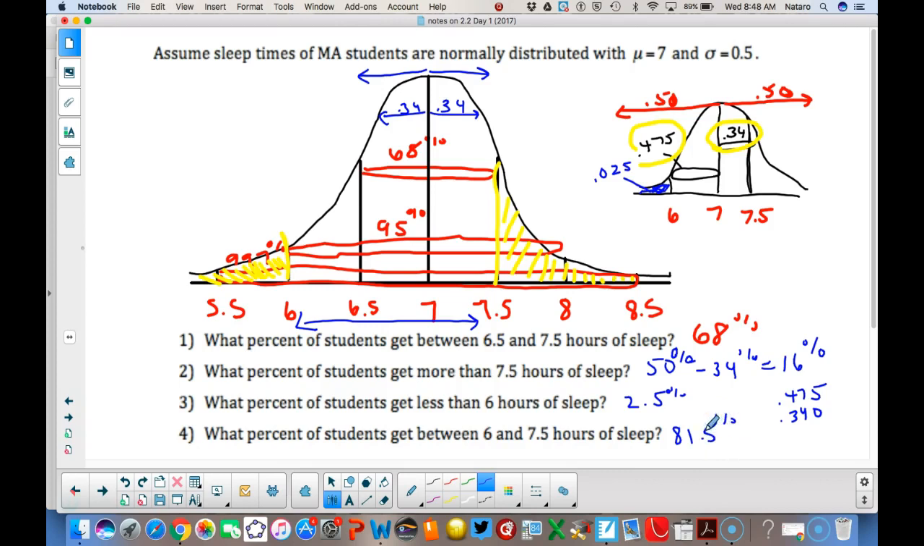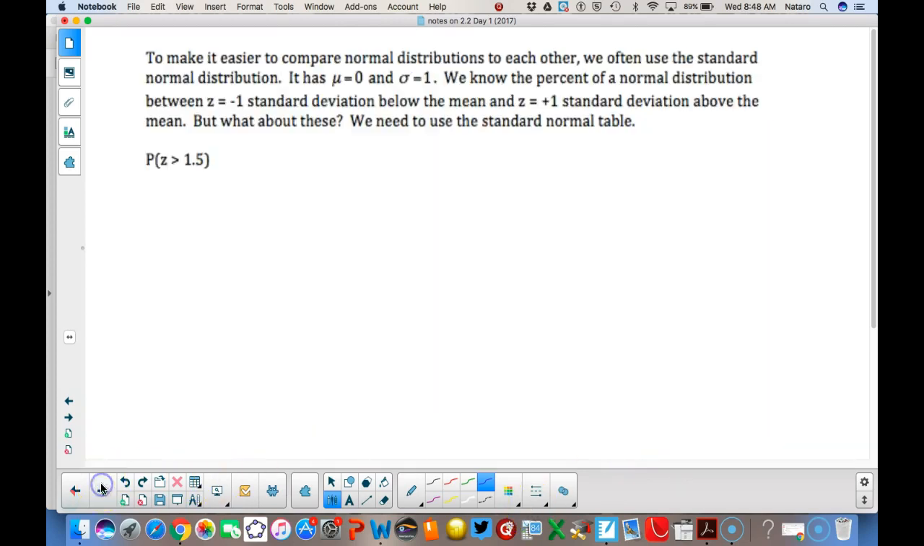Well, this is all well and good if every single distribution we worked with only involved working with 1, 2, or 3 standard deviations, but what if we wanted to work with 1.5 standard deviations or 1.25 standard deviations? Well, we actually need a table of values for that. And so now you'll need to grab that blue piece of paper because we'll be using that blue piece of paper for the next little bit.